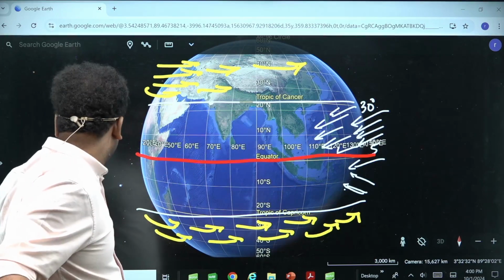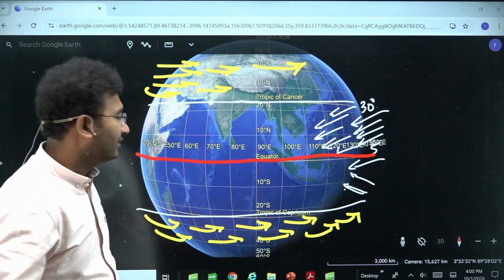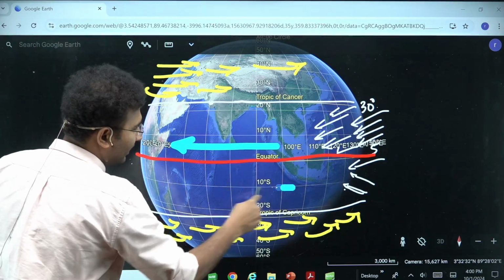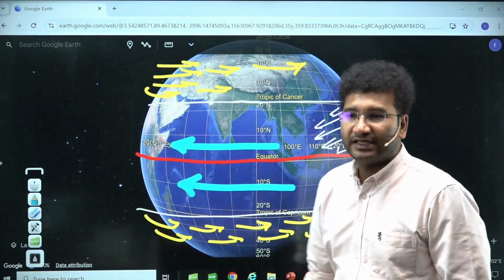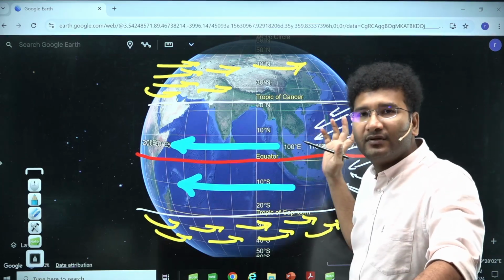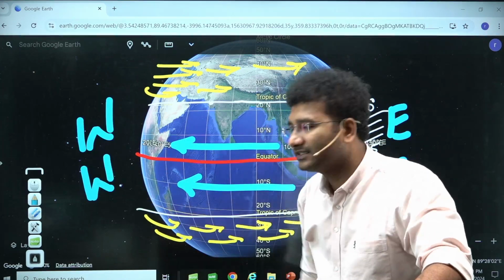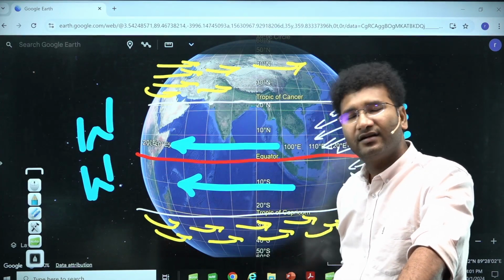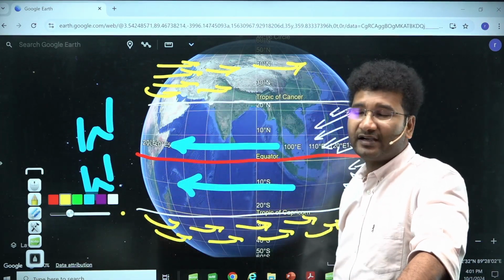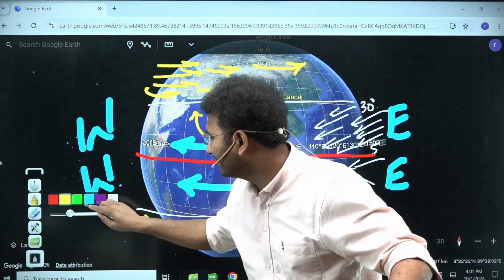So come back here. The easterly winds will try to bring the water from east to west. Let's try to understand that this is water which is moving in this direction, and this is also water which is moving in this direction. Let's say this is the easterlies belt, and this is also the easterlies belt. The wind is moving from east to west. Don't you think the water will also move from east to west? Yes, the water will also move from east to west. And here the water gets deflected towards the right in the northern hemisphere.